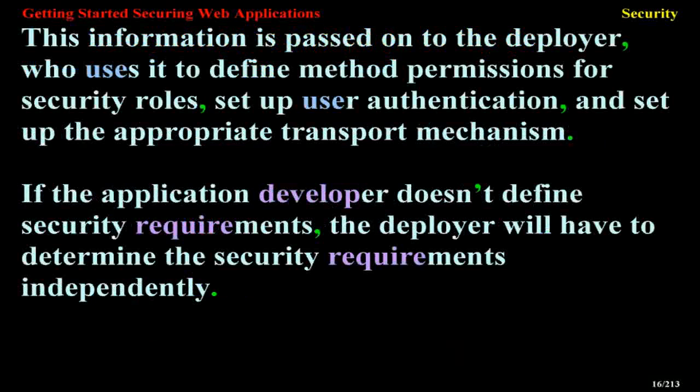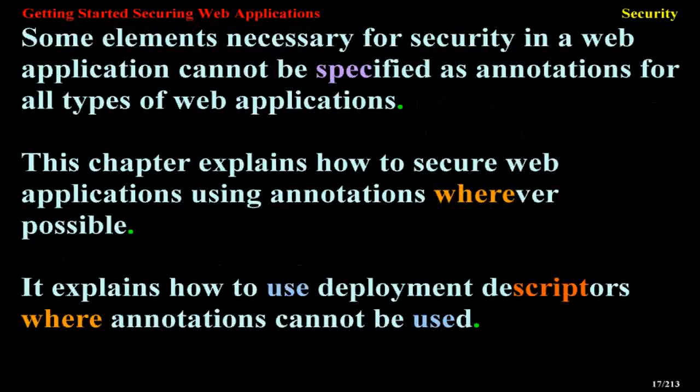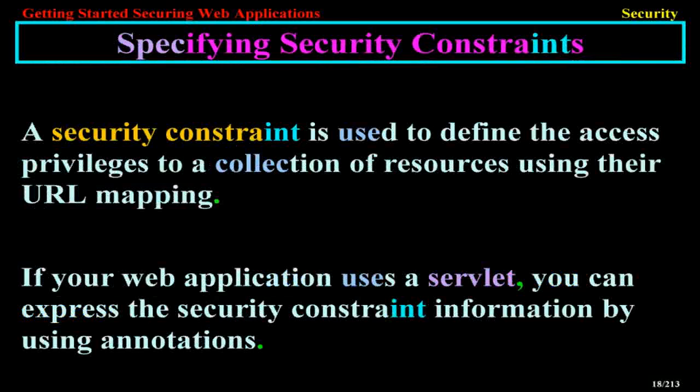If the application developer doesn't define security requirements, the deployer will have to determine the security requirements independently. Some elements necessary for security in a web application cannot be specified as annotations for all types of web applications. This chapter explains how to secure web applications using annotations wherever possible. It explains how to use deployment descriptors where annotations cannot be used, specifying security constraints.